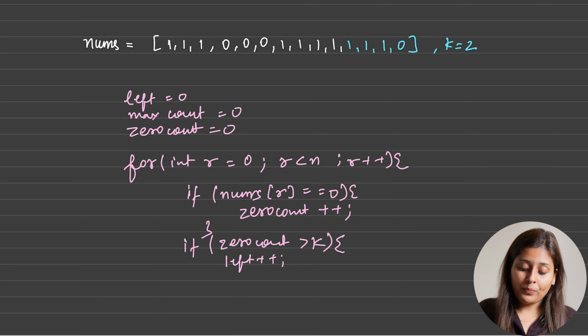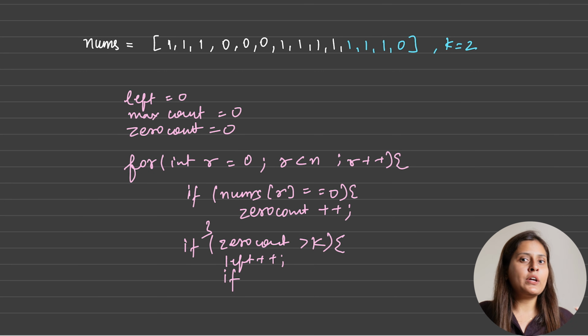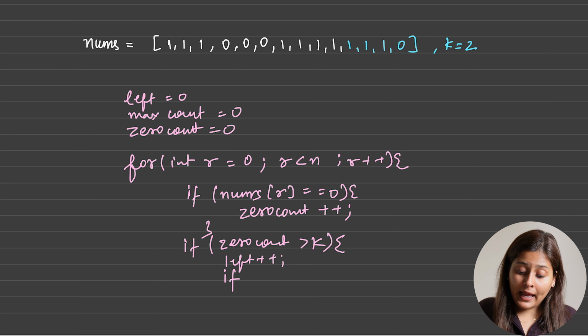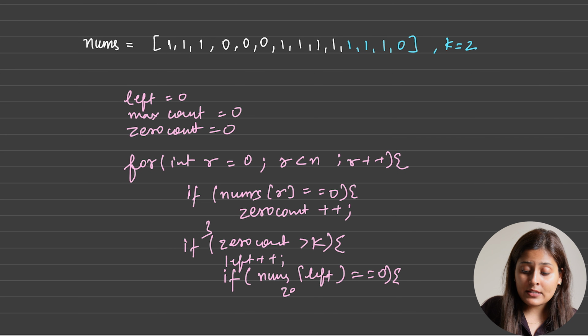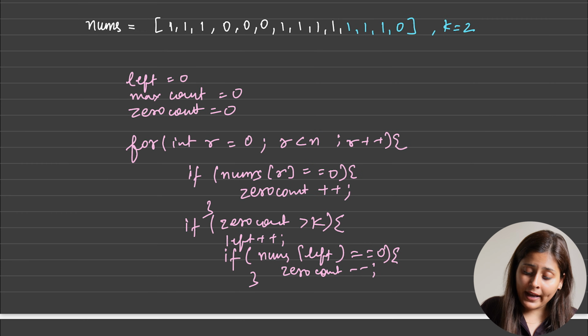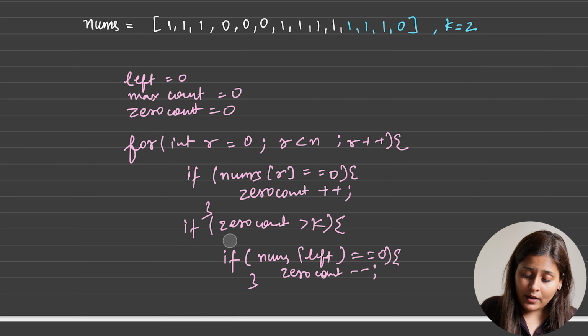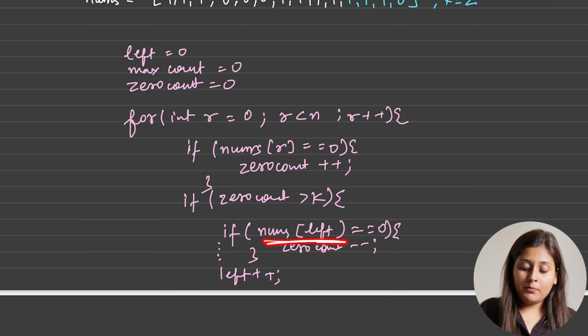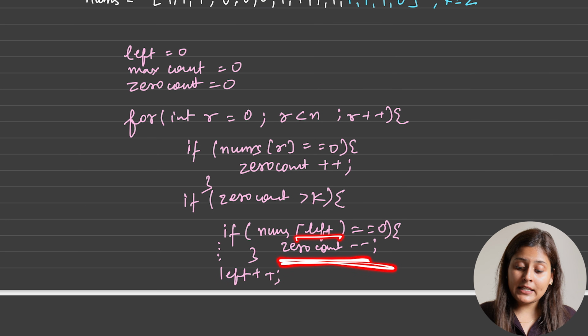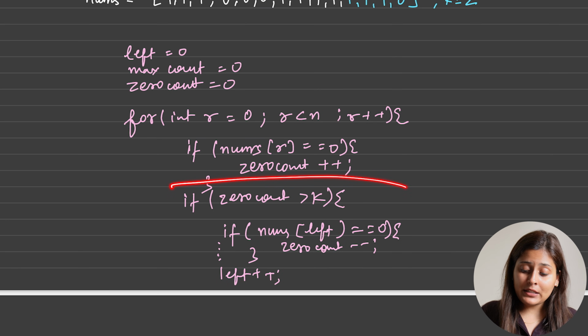And now what if the element at the left pointer we are moving ahead of is 0? If nums of left pointer was 0, then definitely we have to decrement our 0 count. Yes, we have to decrement our 0 count, and that is why the left plus plus which we did here, we have to do after this if, because first we need to check before moving ahead whether that was 0 or not. If it was 0, we will decrease the 0 count.